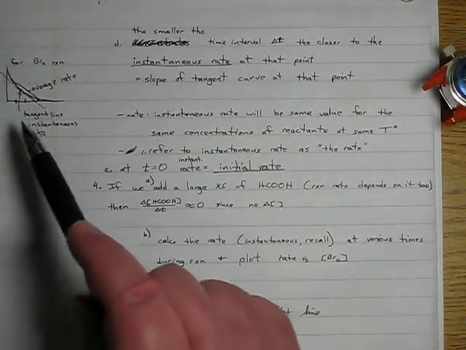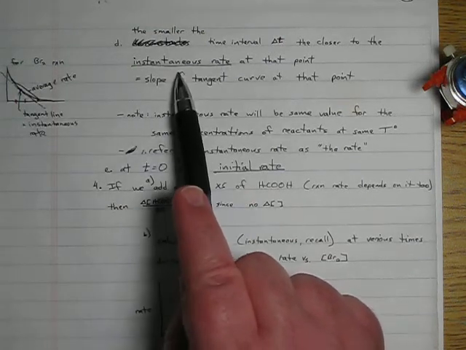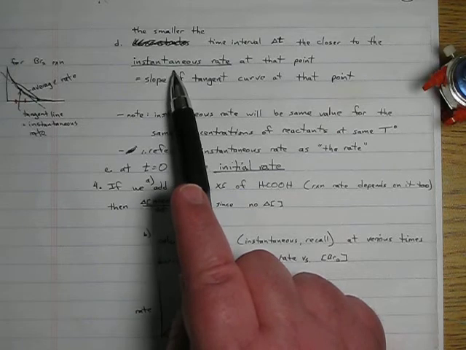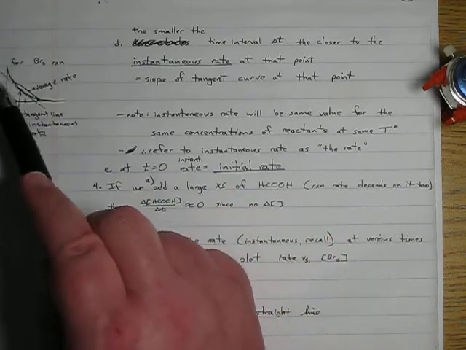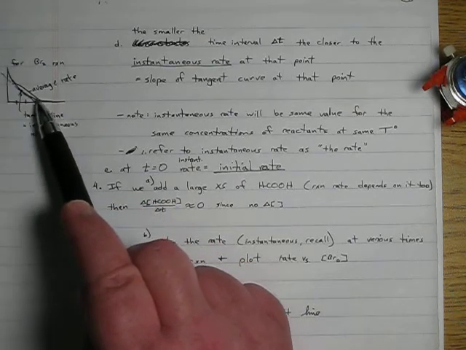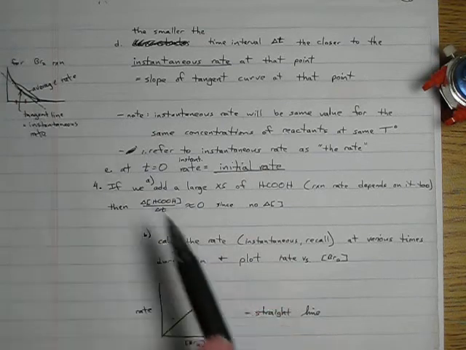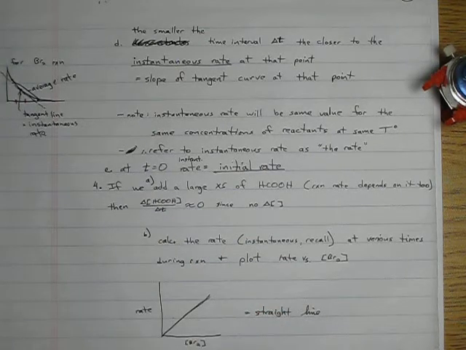And that rate, that instantaneous rate, the rate of the reaction when delta t approaches 0 at this time, is essentially the tangent line to this curve. Here's our curve of our data. Here is the tangent line to that curve. That is the instantaneous rate that you would get through calculus.